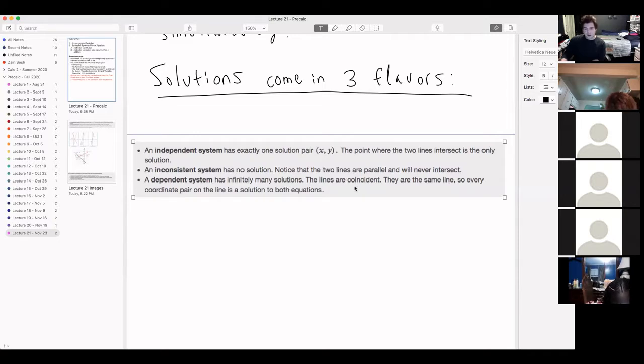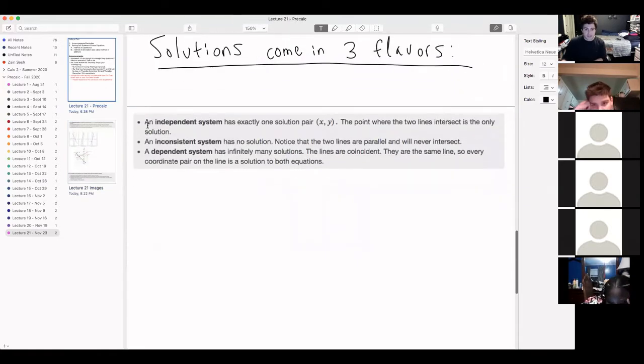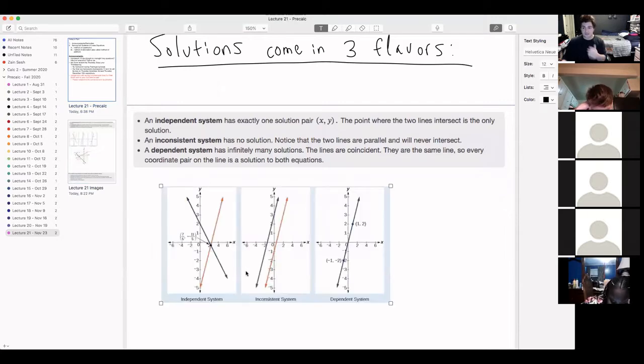The lines are coincident. I'm not familiar with that terminology, but what it means is that the lines live on top of each other in the XY plane. They're like scalar multiples of each other. So there are infinitely many points where the 2 lines meet. Now I have a picture which highlights graphically what each of these situations looks like.